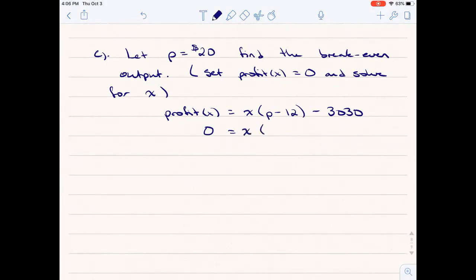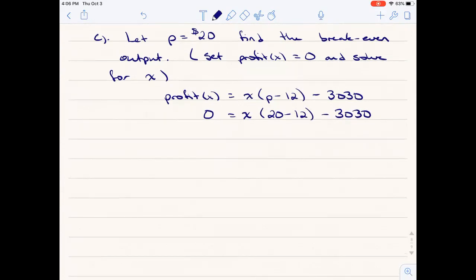So we've got X times (20 minus 12) minus 30. Okay. I can move the 30 over to the left-hand side, so I get 30 is (20 minus 12), which is 8, times X. So profit is equal to 0.